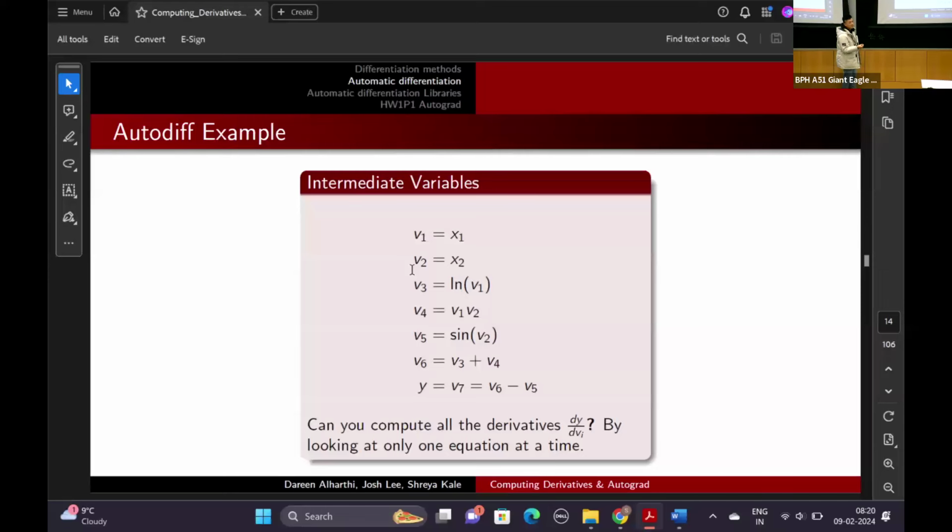So first of all, dy dv6, what is that? If we work here, we want dy dv6. This one's 1. Right? So now we get rid of this, and what we really want is, as our friend over here said, dv6 dv3 times dv3 dx1, and dv6 dv4 times dv4 dx1.